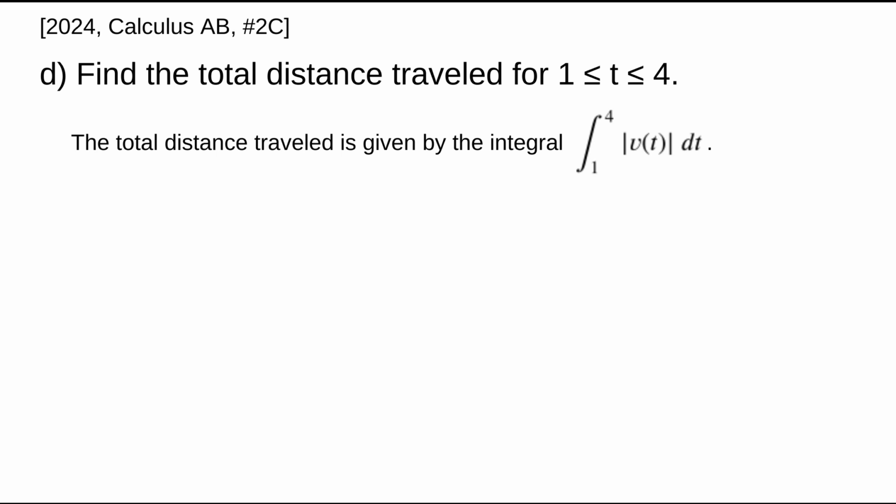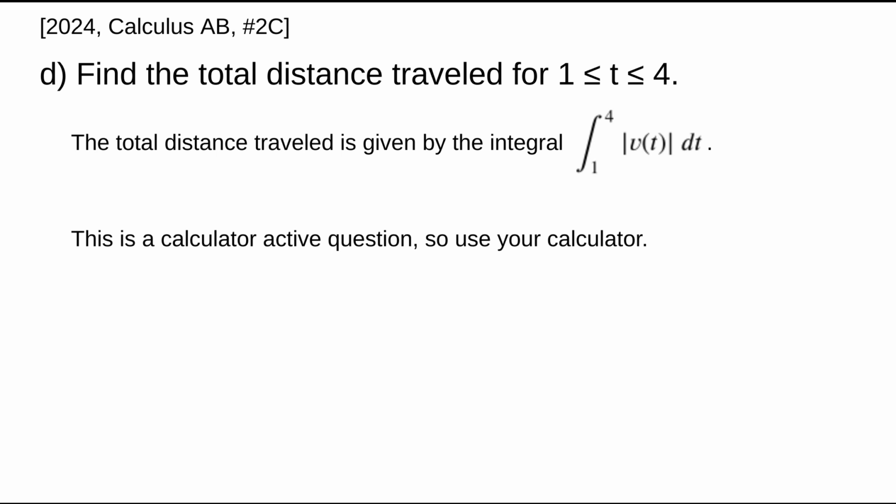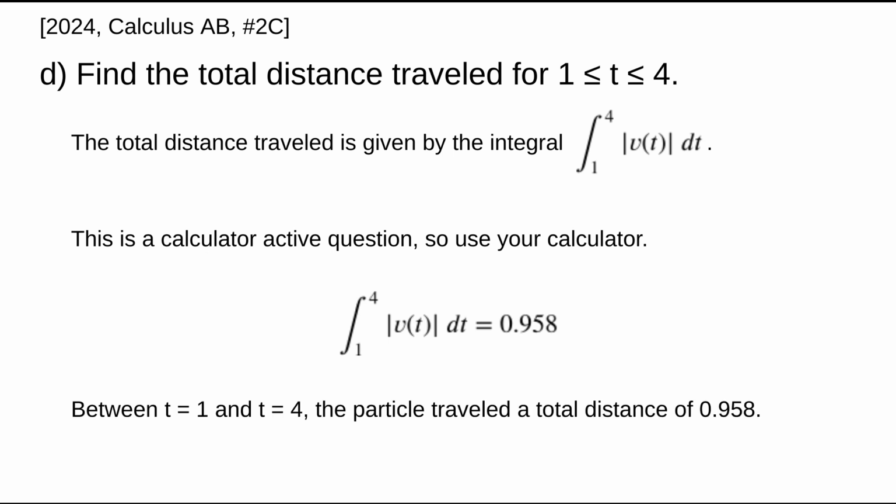But again, this is a calculator active question, so all we have to do is slightly modify our function v of t to make sure we're taking the absolute value of it, ask our calculator to calculate the definite integral, and it turns out that the total distance traveled by the particle between t equals 1 and 4 is 0.958. All right, so between t equals 1 and t equals 4, the particle traveled a total distance of 0.958.